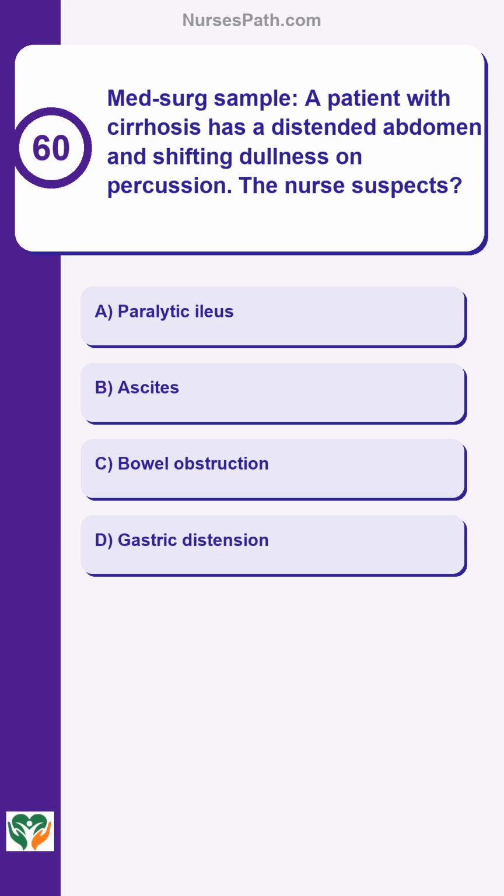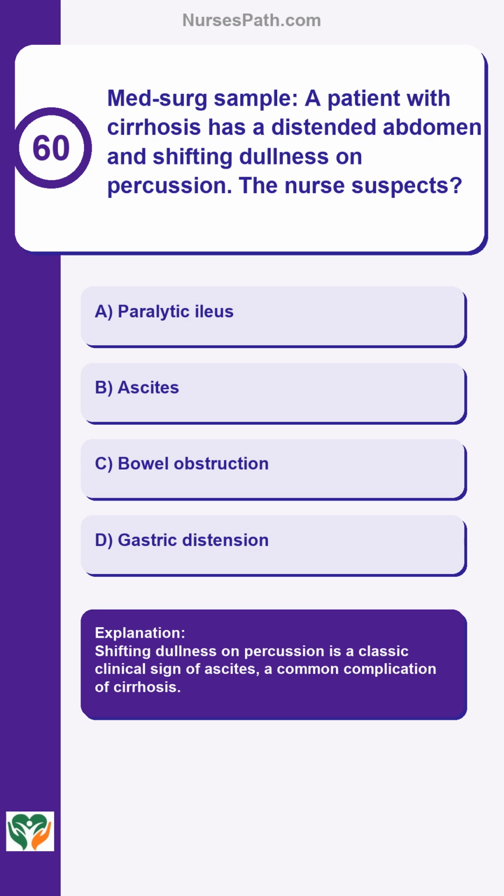Question 60. Medsurg sample. A patient with cirrhosis has a distended abdomen and shifting dullness on percussion. The nurse suspects? Paralytic ileus, ascites, bowel obstruction, gastric distension. Shifting dullness on percussion is a classic clinical sign of ascites, a common complication of cirrhosis.